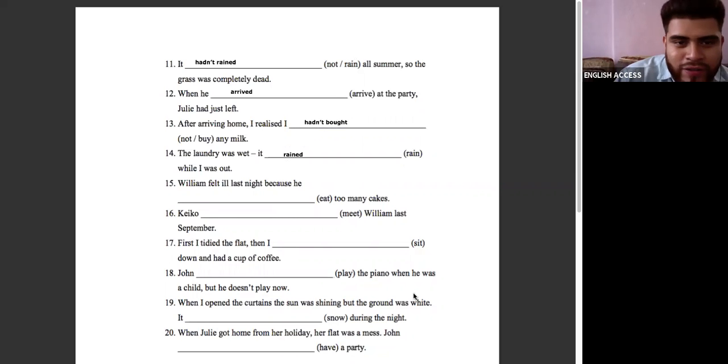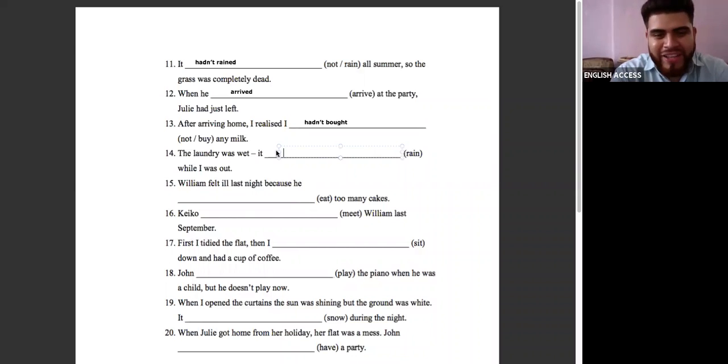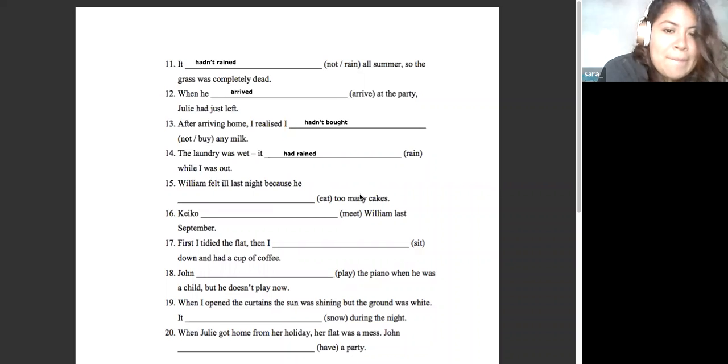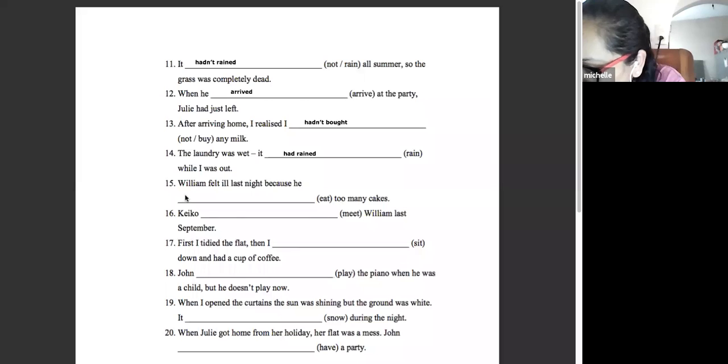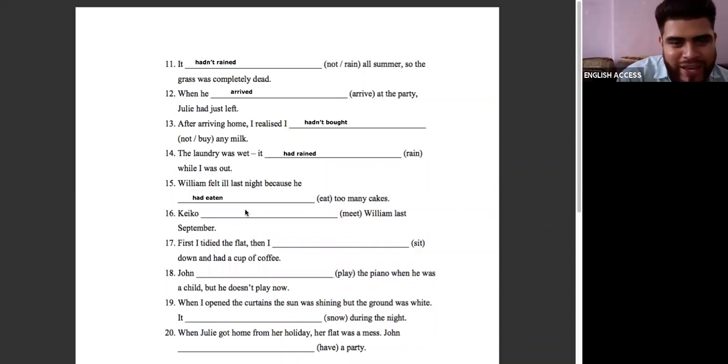Hold on. That one not. That one is had rained. Because first it rains and the result is that the laundry got wet. Okay. So yes, remember yesterday I told you that we use the past perfect to give explanations. This is like an explanation. Okay, and the next one is too. William felt ill last night because he had eaten too many cakes. Too many cakes. Oh, I want some cake.